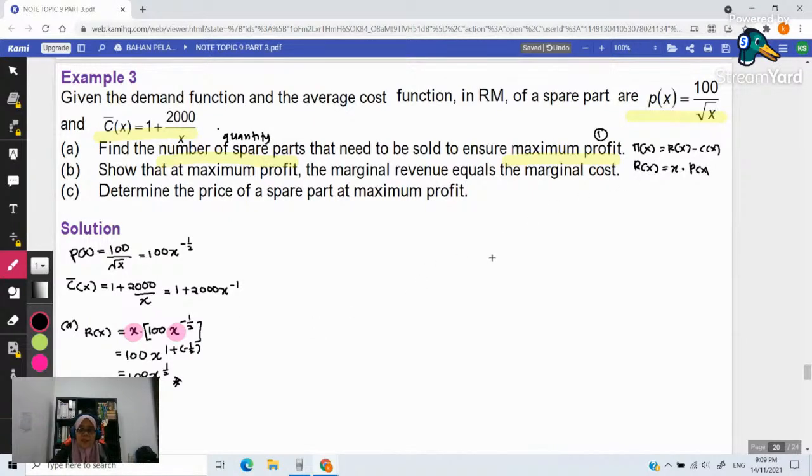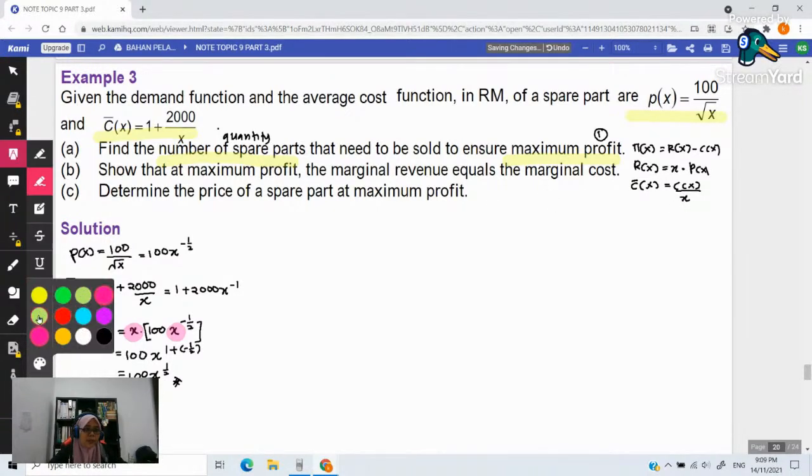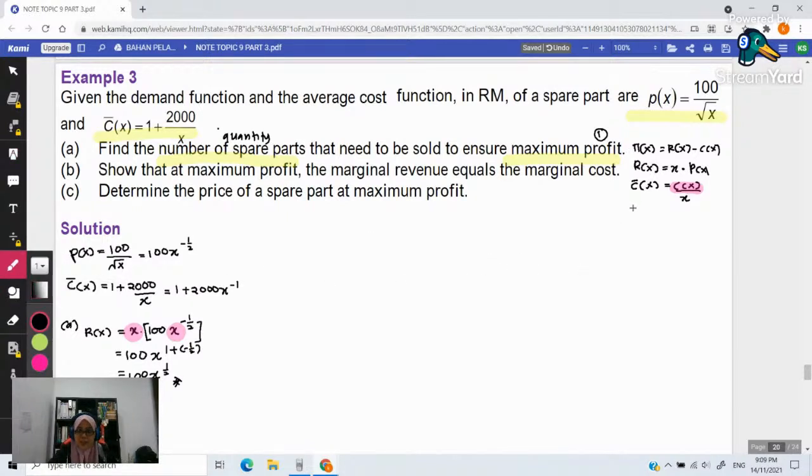Second, since the profit equals revenue minus cost, we need to find the cost function. From the previous, we already have the average cost. Average cost means total cost over quantity. So now we need to find the cost function. Why do we need to find the cost function? Because we want to find the profit. So by using this formula, the cost function is equal to average cost multiplied with quantity. Therefore we write here the cost function, C(x), equal to x multiplied with the average cost.